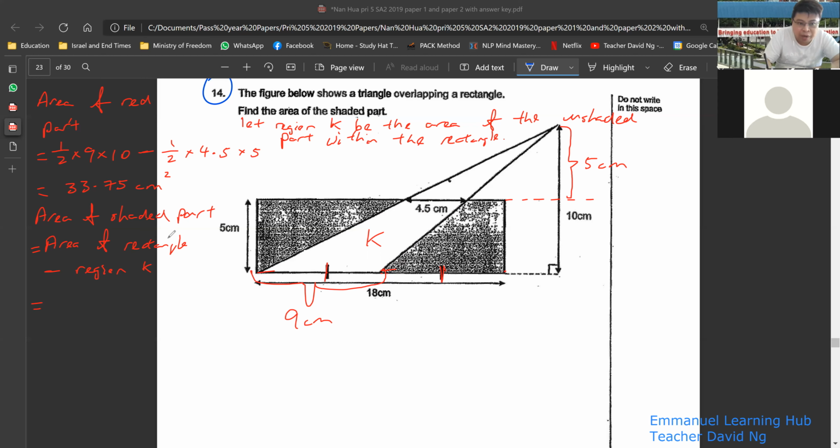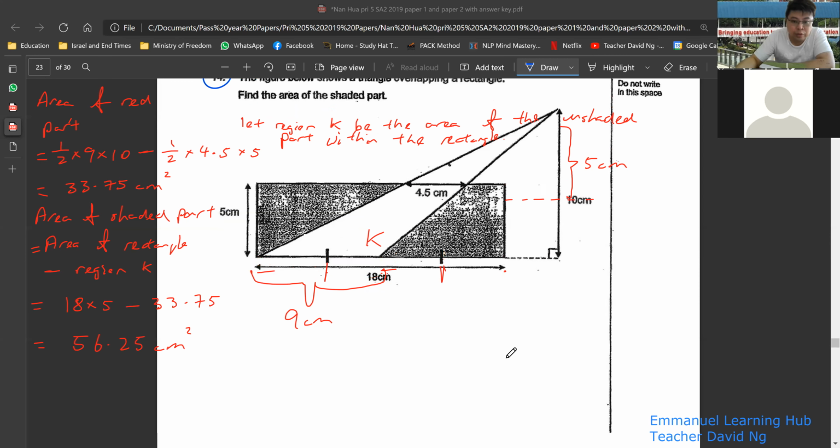Yes. So area of rectangle minus region K. Area of rectangle is length times breadth. Region K, just now you calculated, is 33.75. Same thing, ask good friend calculator. Your good friend calculator will tell you 56.25 cm square. Then the area of the shaded part will be 56.25 cm square.